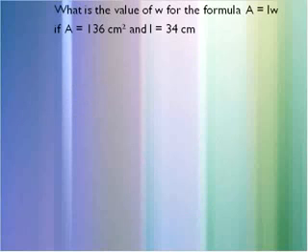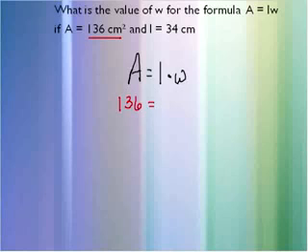All right, next problem we have. What is the value of W for the formula area equal to length times width if A is equal to 136 centimeters squared and the length is equal to 34 centimeters? So our area formula is length times width. They give me the area, which is 136, so I'm replacing the A with 136. And they give me the length. The length is 34.